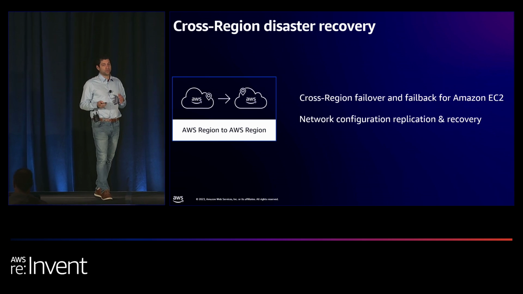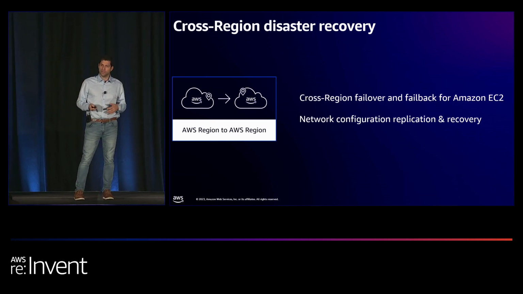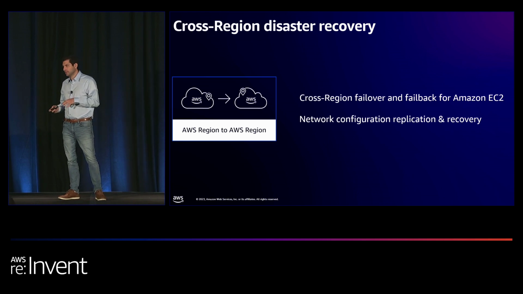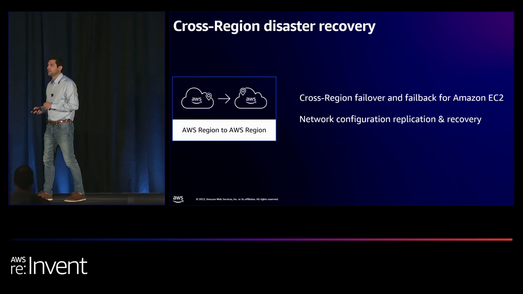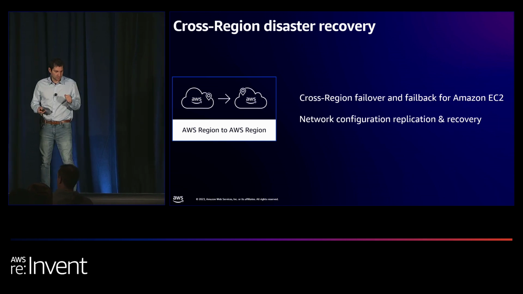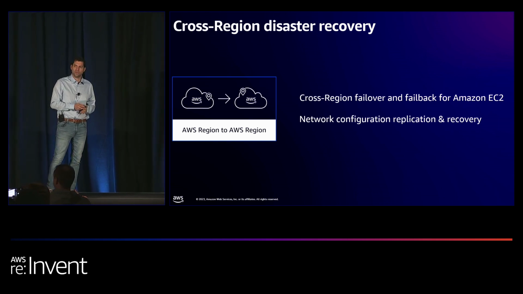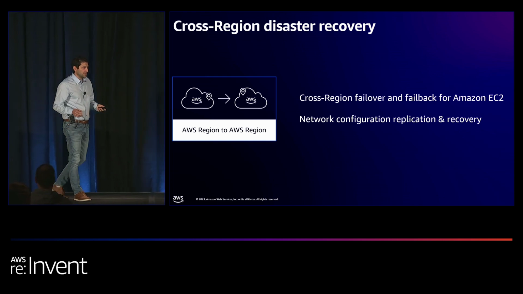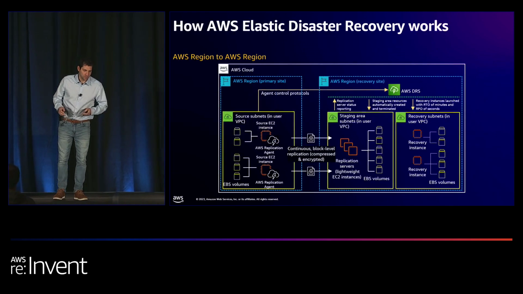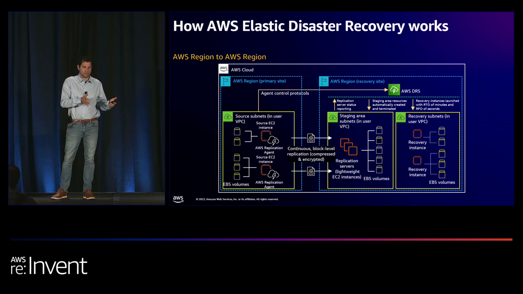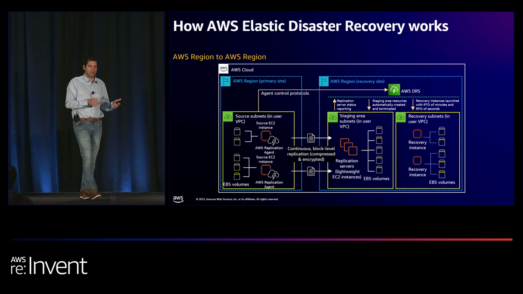So let's talk about cross-region DR and what are the differences between on-prem to cloud versus cross-region. So first of all, and we'll go into the details of the differences in the architectural diagram soon, but let's start with a key benefit of cross-region, and that is network configuration, replication, and recovery. So let's say that, and we'll see that over the diagram. So first of all, on the left-hand side, I have one AWS region. It runs my production. We install the agent on DRS.